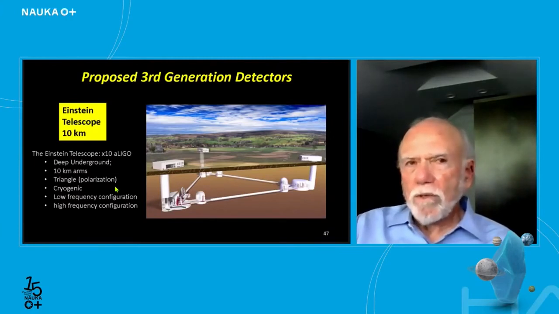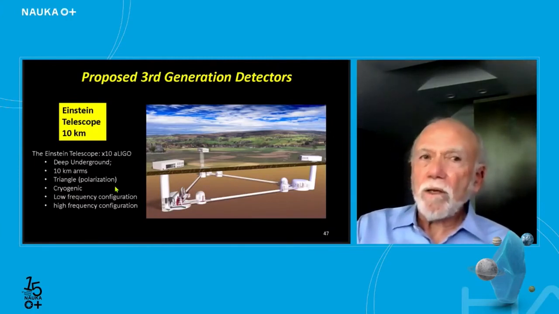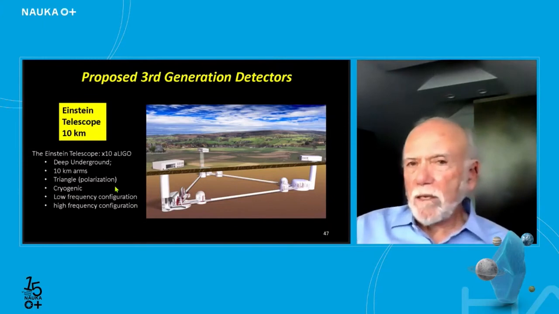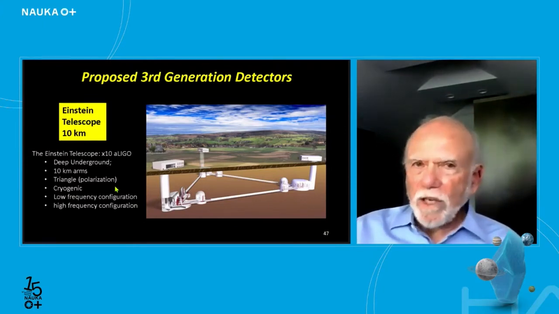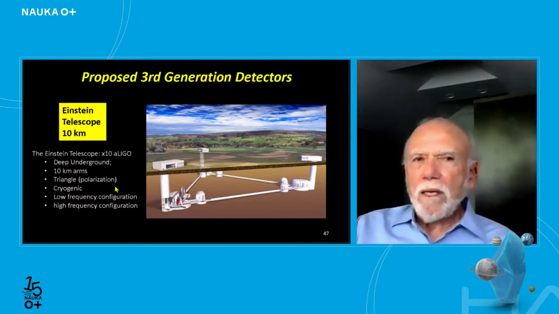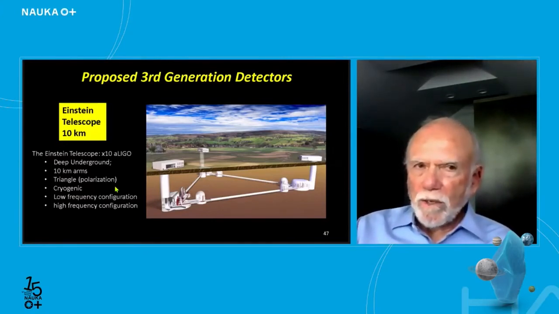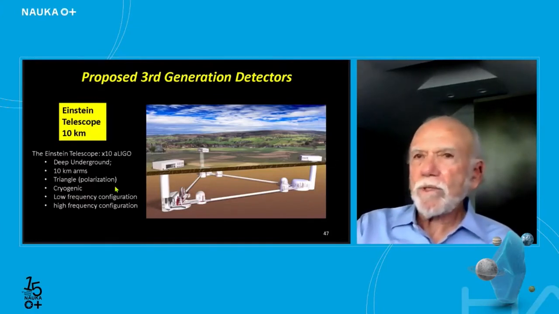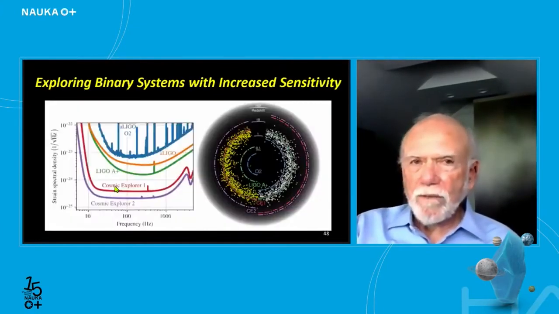This is just a picture of a design in Europe to make what they call the Einstein telescope. Instead of being 4 kilometers, it's 10 kilometers. And it's cryogenic, it's deep underground. It has arms that are longer. It's shaped like a triangle. And it's at least 10 times more sensitive than we'll finally achieve in LIGO.